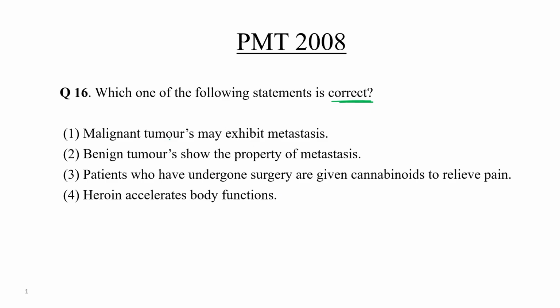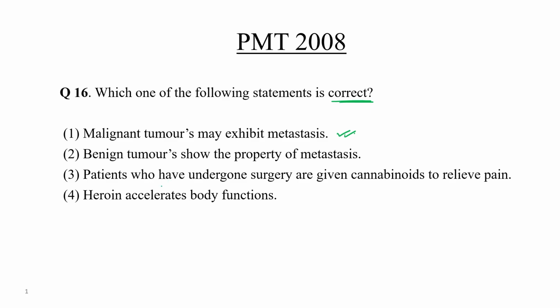What is the difference between malignant tumor and benign tumor? Malignant tumor may exhibit metastasis. It can relocate itself from one place to another. The cells can migrate from the original site to various sites through blood or lymph nodes. So this one is the correct statement. While a benign tumor never shows the property of metastasis. It is confined to the same location. So this one is not as harmful as a malignant tumor.